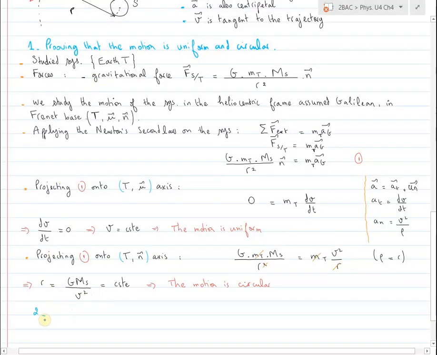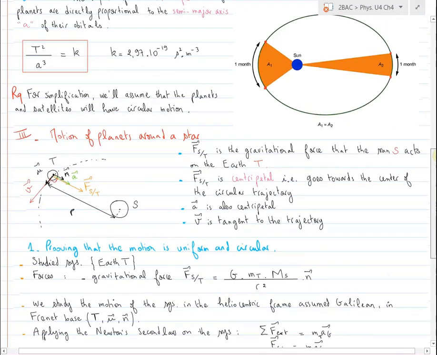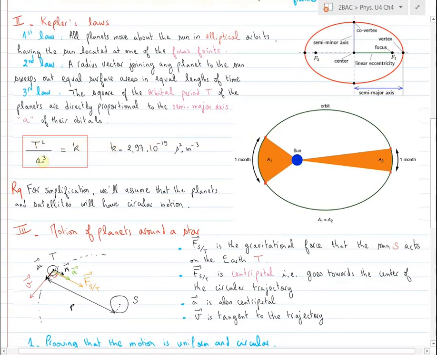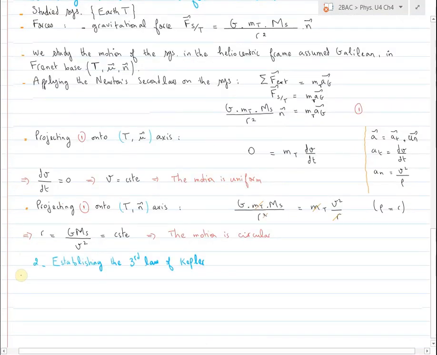So subsection 2, establishing the third law. As you have seen, the third law of Kepler is this: T squared over a cubed is equal to some constant k. So we are going to establish this equation. Projecting equation 1 onto the Tn axis gives, actually, we have already established this.